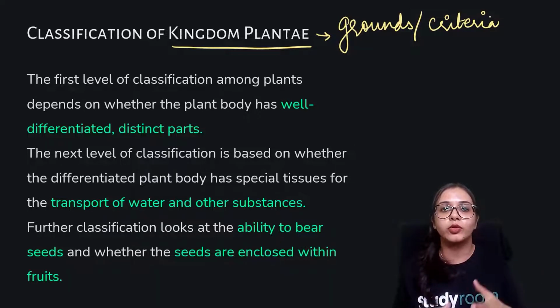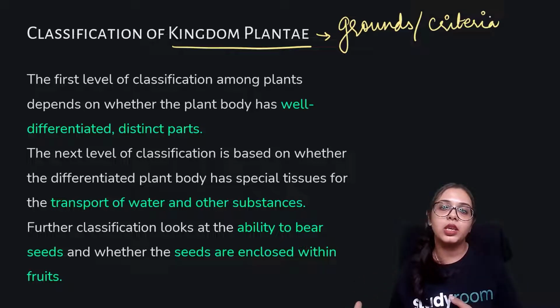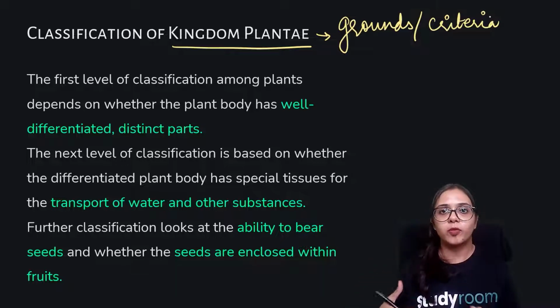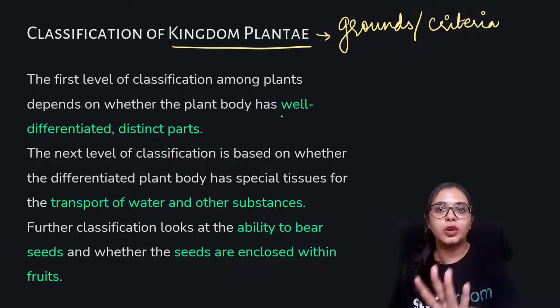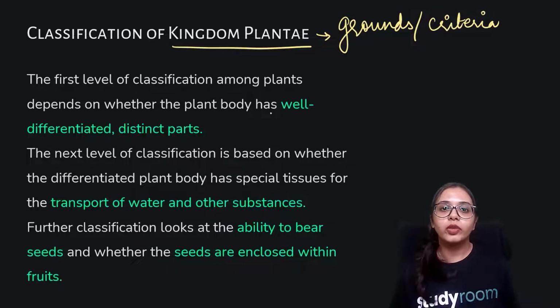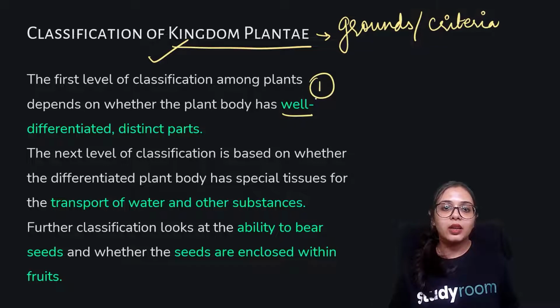On these grounds, we will be dividing these organisms into part A and these into part B, or these could be the subdivision of part B. So we will be looking at 3 to 4 major criteria on which we will be dividing this kingdom Plantae into further phyla and further groups. The first category is whether the plants have well differentiated distinct parts or not.